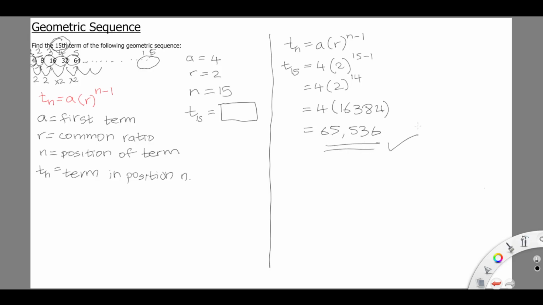And that's our answer. That's how we use the geometric sequence formula, Tn equals a times r to the power of n minus 1, to find any specified term of a geometric sequence. You just have to find out what a and r are and plug that into the equation, plug in the n number we're looking for, and then just basically let your calculator do the work. That's all basically calculator work. And then we get our answer, 65,536 at the end.